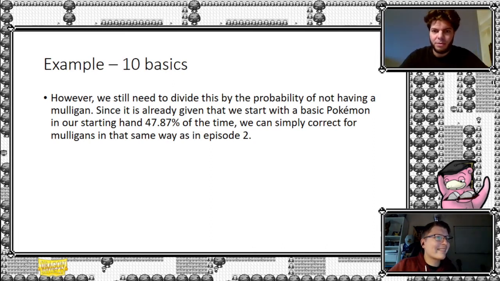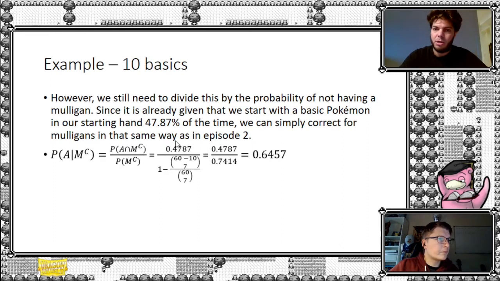Yes. So these approximately 48%, we have to divide that by the probability of not having a mulligan when we play 10 basic Pokemon. And we see that there's about a 74% chance of not having a mulligan. So we divide our 48% by 74 and get the final result, which is close to 64.5%.